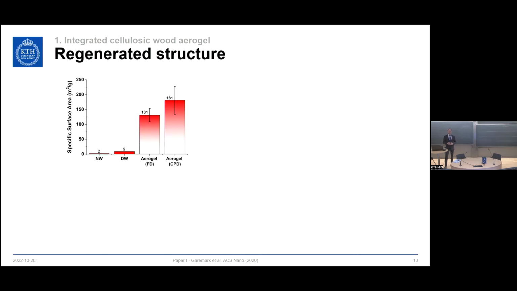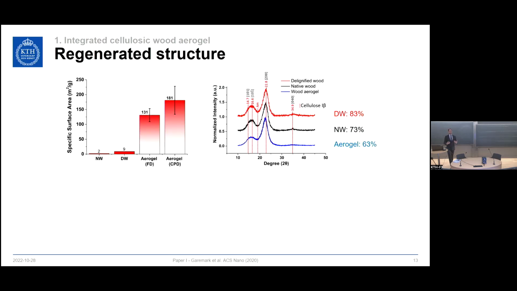Studying the specific surface area using nitrogen physisorption, we can see that the surface area rises a lot, both in the freeze-dried aerogel, but also in the critical point aerogel. And then we studied the cellulose crystallinity, in which we could see that when we remove amorphous lignin, the crystallinity increases, and then when we perform the aerogel treatment, the crystallinity decreases. But the crystallinity is still quite high, 63%, which means that we probably only dissolved a part of the cell wall.